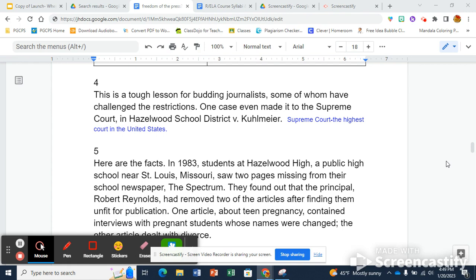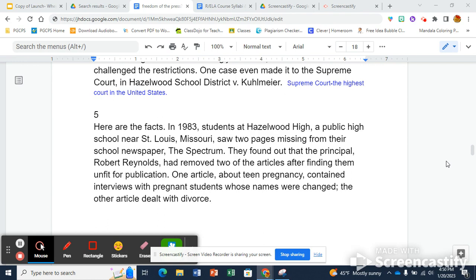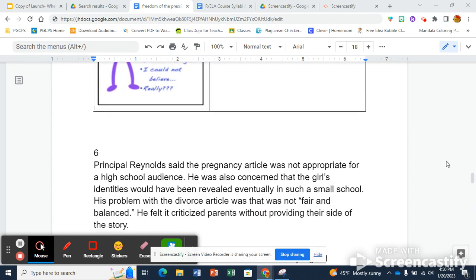One case even made it to the Supreme Court in Hazelwood School District versus Kuhlmeier. Here are the facts. In 1983, students at Hazelwood High, a public high school near St. Louis, Missouri, saw 2 pages missing from their school newspaper, The Spectrum. They found out the principal, Robert Reynolds, had removed 2 of the articles after finding them unfit for publication. One article about teen pregnancy contained interviews with the pregnant students whose names were changed. The other article dealt with divorce.